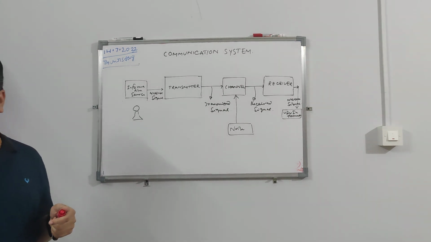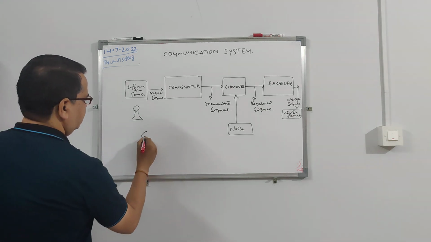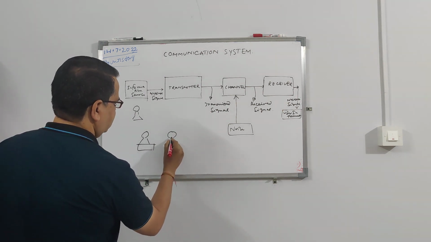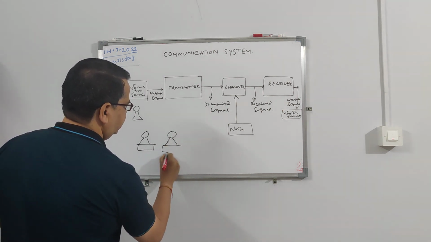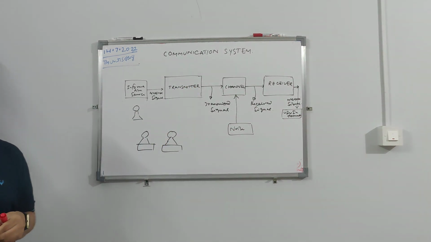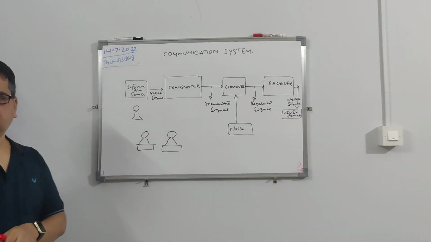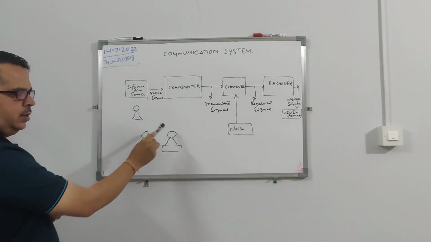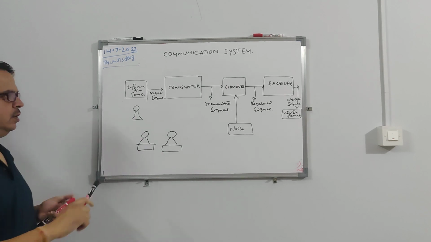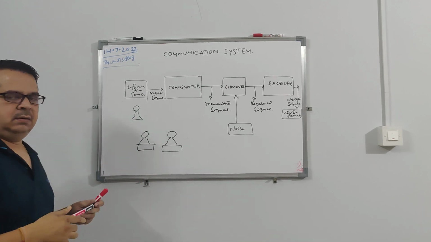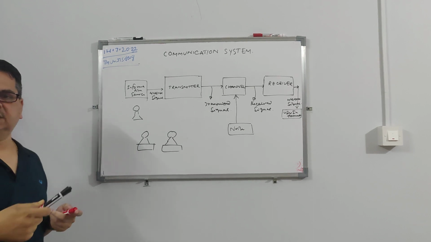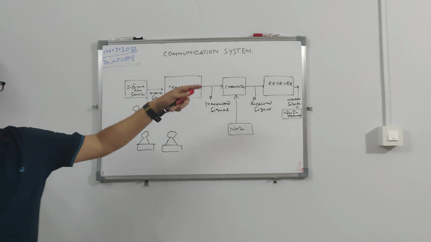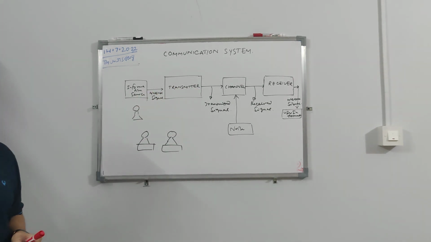Suppose I am standing near you. If two persons are standing near each other, we don't need all this transmitter and receiver. You are talking, this person is listening. But when you want to transmit the signal to a very far place, you need all these things.